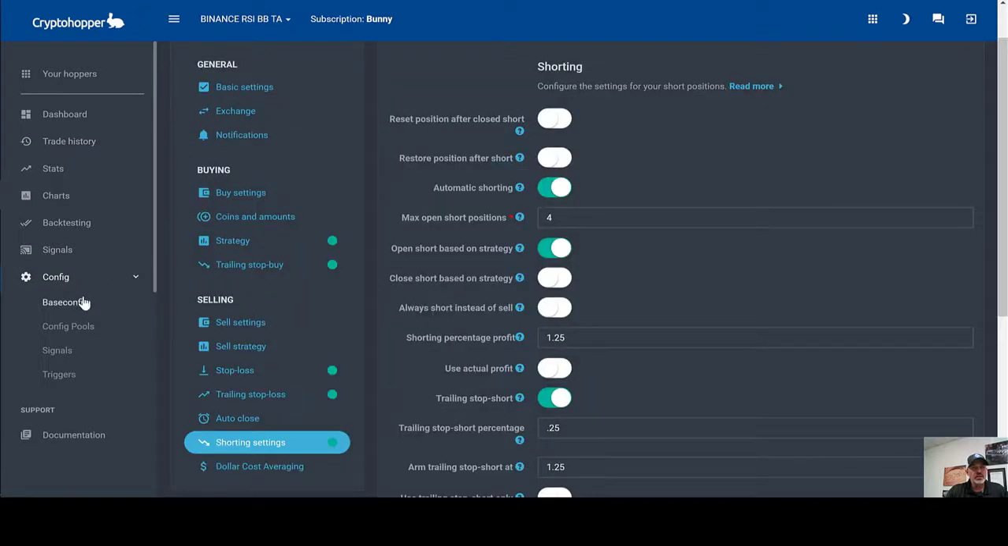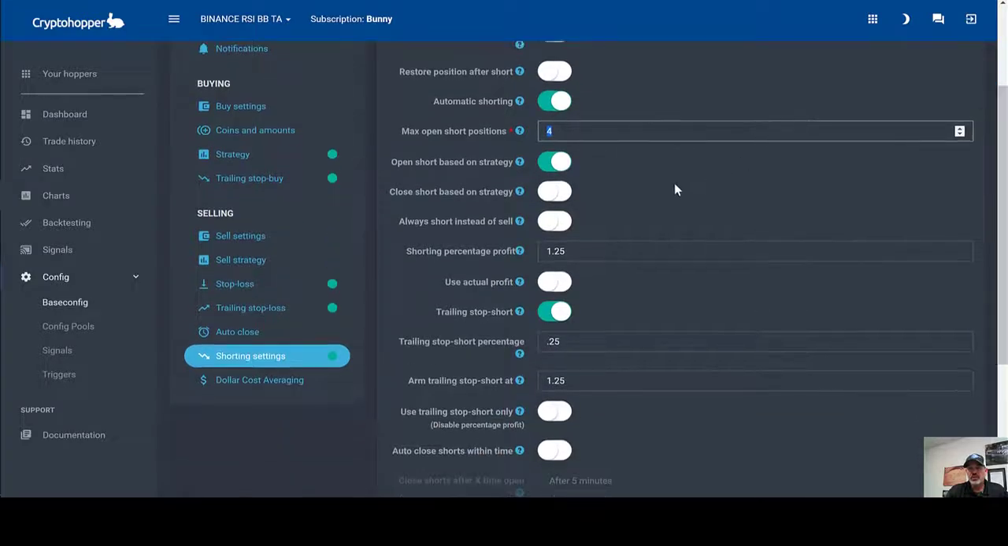And so from the base configuration tab, you want to go to your shorting settings. And what we have currently running is we do not have reset position after closed short or restore position after short. We actually have automatic shorting enabled. And maximum short positions, we just have set at 4. We've actually never had more than 2 ever go at the same time. So 4 out of our 15 coins that were allowed on this bunny account is what we're going with there.